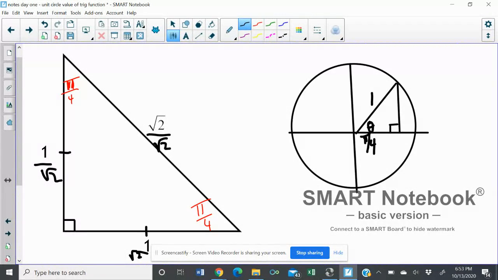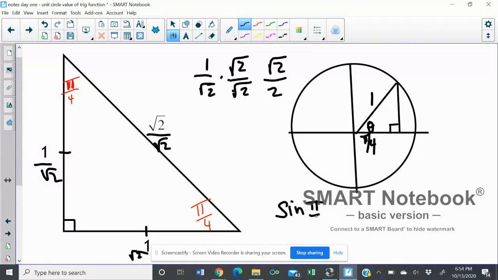And we said in order to get rid of a radical in the denominator, we multiply by 1, which is the radical divided by itself, which comes out to be root 2 over 2. Okay, so with that being said, if I said the sine of pi over 4, this is root 2 over 2, right? The sine is how far up, so it's root 2 over 2.